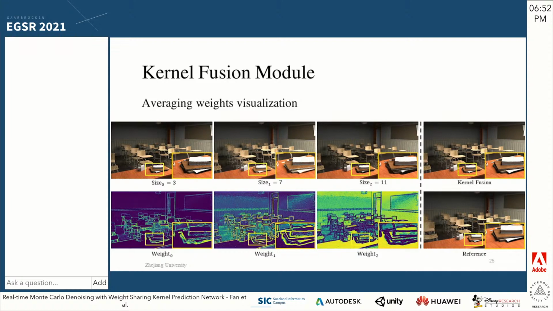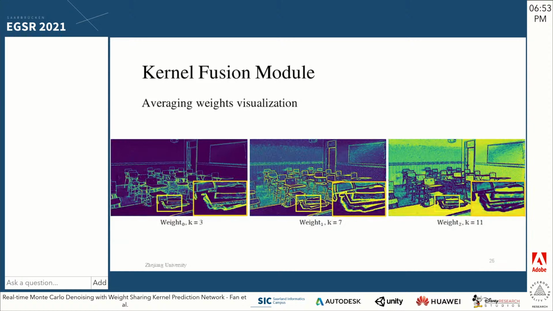As shown in the second row, for high-frequency regions such as the object edges, our network predicted higher averaging weights for small-sized kernel-filtered results. While for low-frequency regions such as the broad object surfaces, our network predicted higher averaging weights for large-sized kernel-filtered results. This behavior is in accordance with expectation because we explicitly give semantic meanings to our kernel fusion module, specifically the varying kernel sizes, to guide the training process of our framework.